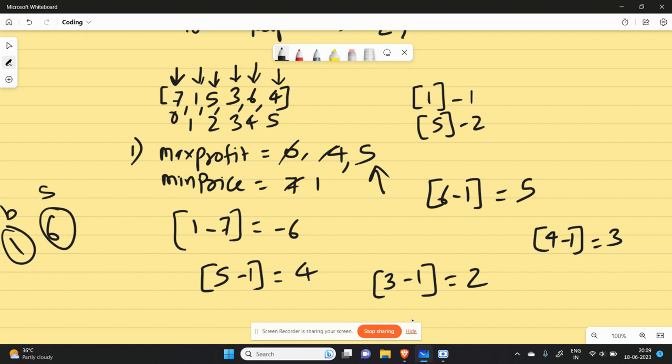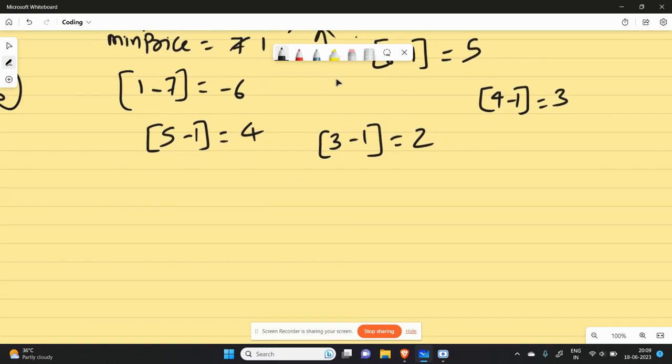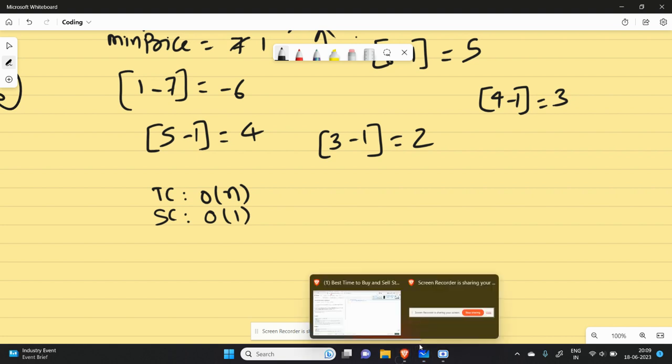Let's quickly calculate the time and space complexity. Here, if you observe carefully, we are just iterating the array, and the size of the array is n. So the total time complexity would be order of n. For space complexity, are we going to create any extra space? No. So the space complexity is order of 1. So yeah, let's try to code it quickly.